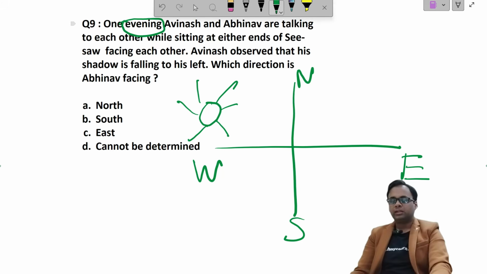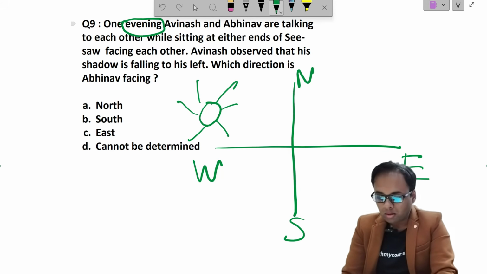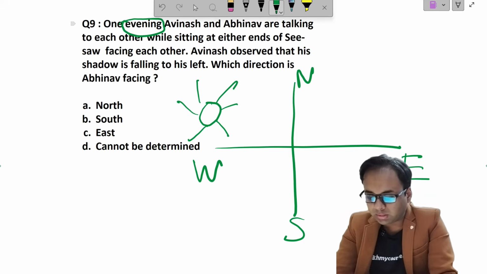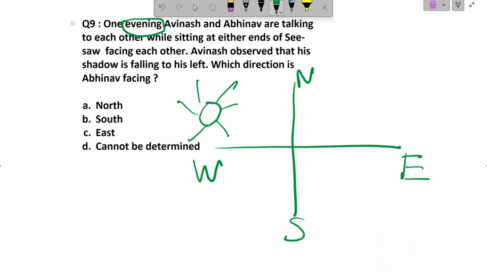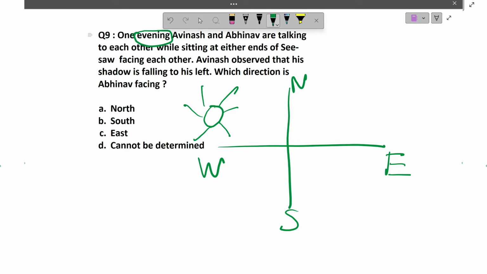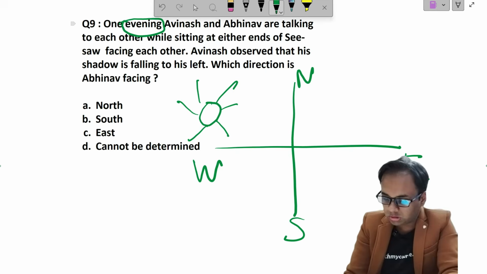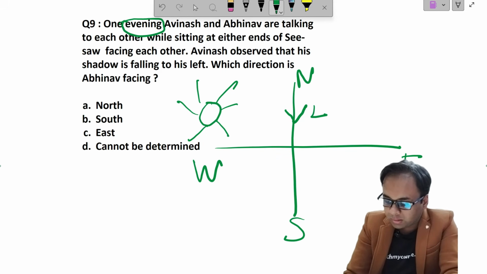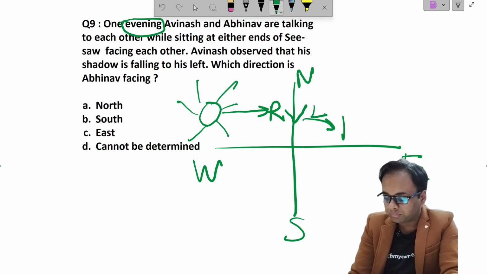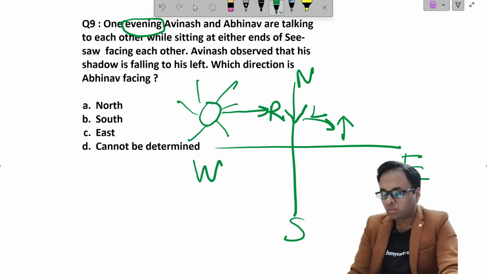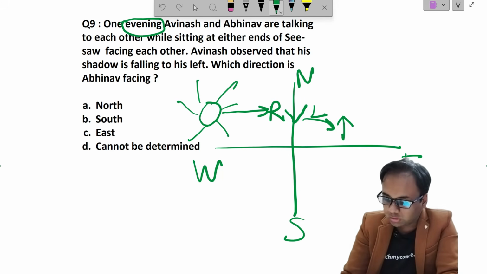Okay, and it is saying that while sitting at either end of the seesaw facing each other, they are sitting like this, and Avinash observed that his shadow is falling to his left. So where should Avinash be sitting? Maybe Avinash is sitting here like this, and he's facing like this. So this is his left and this is his right. And obviously when the shadow is falling like that, his shadow would be like this. So that is why the shadow of Avinash is falling to his left, Avinash should be sitting here.